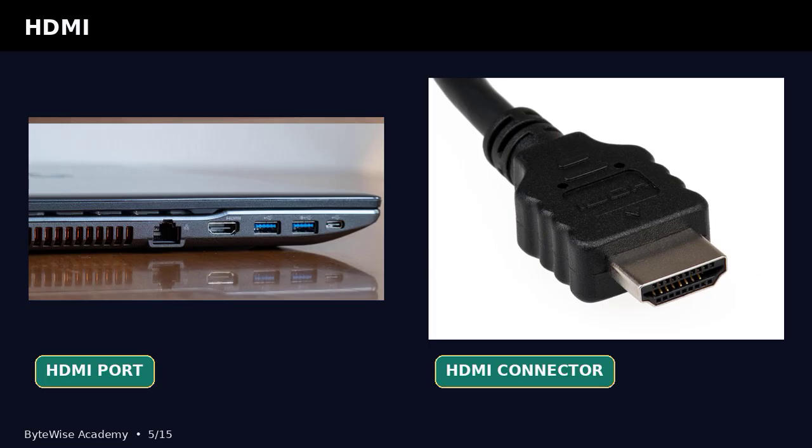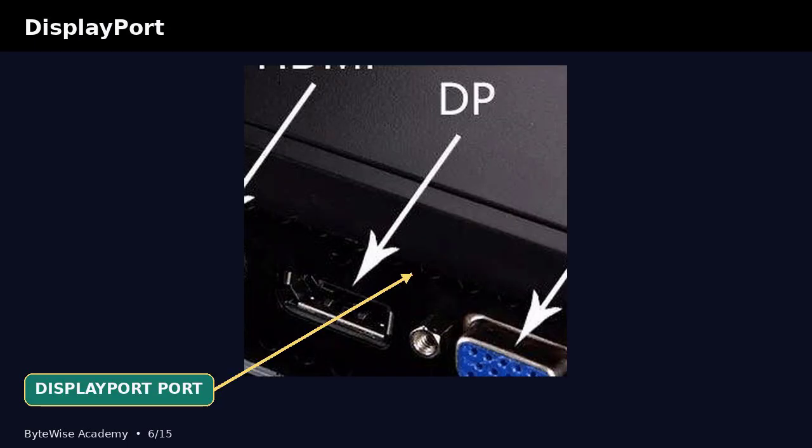Another important display interface is DisplayPort. DisplayPort is commonly found on desktop computers, graphics cards, and computer monitors. Like HDMI, it is a digital interface and can carry high quality display signals. You may notice that DisplayPort and HDMI connectors look different, even though they can perform similar display related functions. So when you see a DisplayPort connection, think primarily of computer display and digital video.